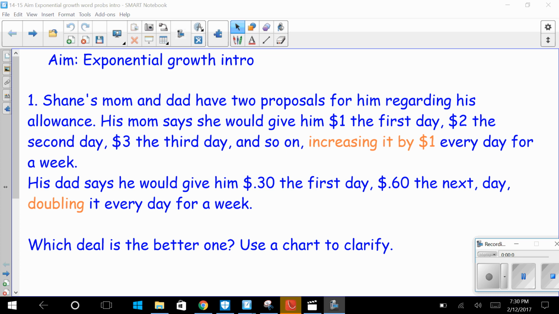And y'all, today we're going to learn about an application of exponential functions. This is called exponential growth, and this is just an introduction. It's going to be a little wordy, but just hang in there.